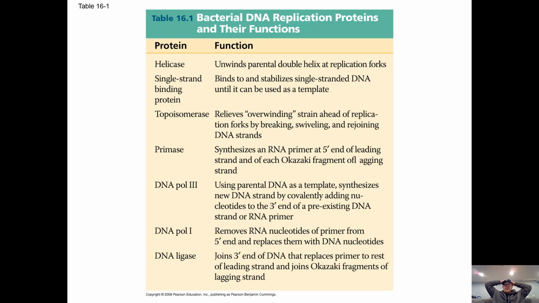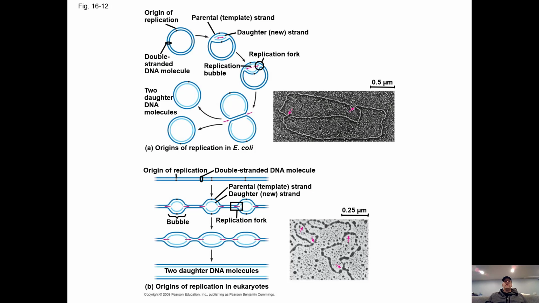Primase makes something called a primer, and the primer is a small piece of RNA, which gets this stuff jump-started. DNA polymerase 3 makes polymers of DNA. I'll explain how that one is different than DNA polymerase 1. And then we have DNA ligase, which joins together the sugar phosphate backbone in this process. So let's get into this.